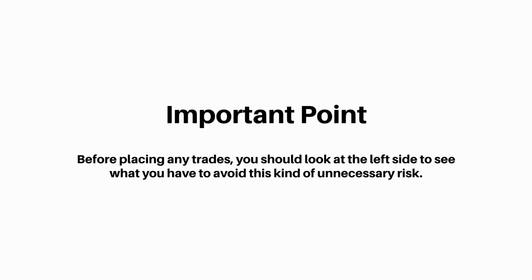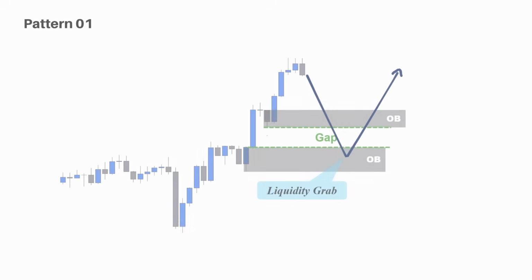So here are 2 points. First, before placing any trade, you should look at the left side to see what you have, to avoid this kind of unnecessary risk. Second, when this pattern is formed and we have a gap and another valid order block precisely under the first one, we don't consider this break a valid change of character since there is a high chance for this move to be just a liquidity grab and does not necessarily mean a reversal is coming.